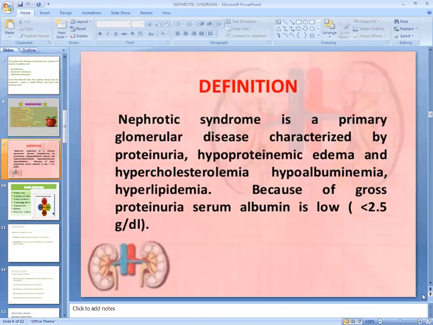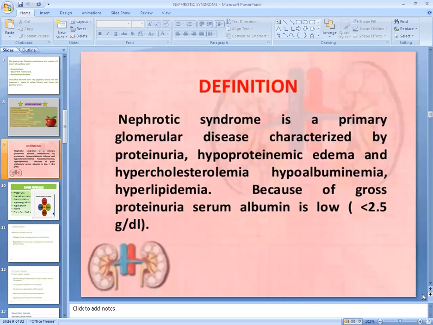The glomerular part means the glomerulus, which is formed by a tuft of capillaries, afferent and efferent, surrounded by Bowman's capsule. There is a Bowman's space, and then it continues as the tubular system. So we are mainly dealing with the glomerulus and the filtration part, the filtration membrane of the kidney, which is very important. So it is a primary glomerular disease. It is not a disease of the tubules; here the tubules are not affected. Only the glomerulus is affected.